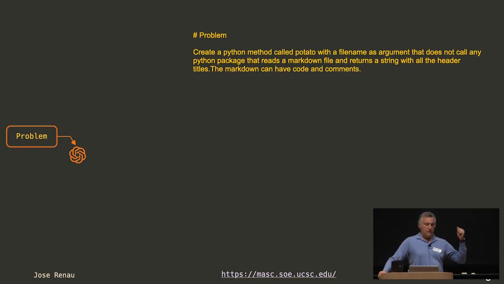So imagine that you have this problem. Oh, the font size is very small for me now. So you just have the prompt, which is a Python program in which you say, create a method called potato. It has a file name as an argument, and does not call any Python packages. And you need to read the markdown and return a string with all the markdown headers, the hash lines, in a string. So you give that to GPT-3, and that's going to fail.